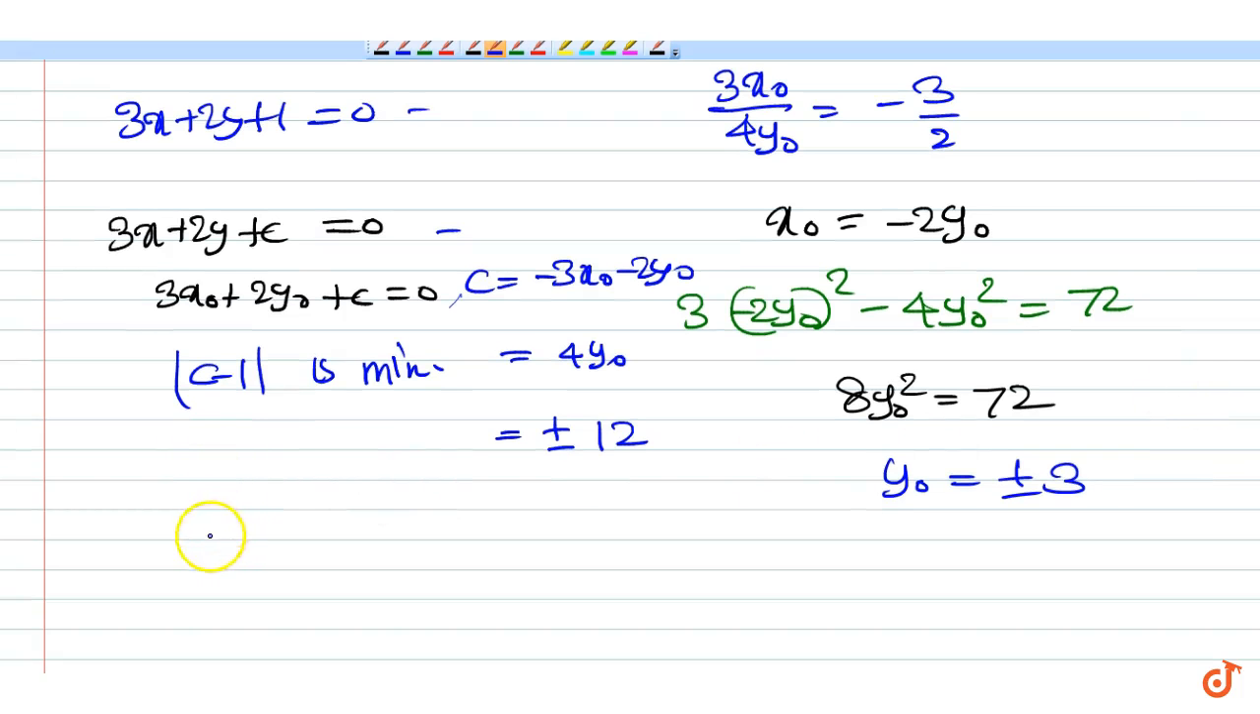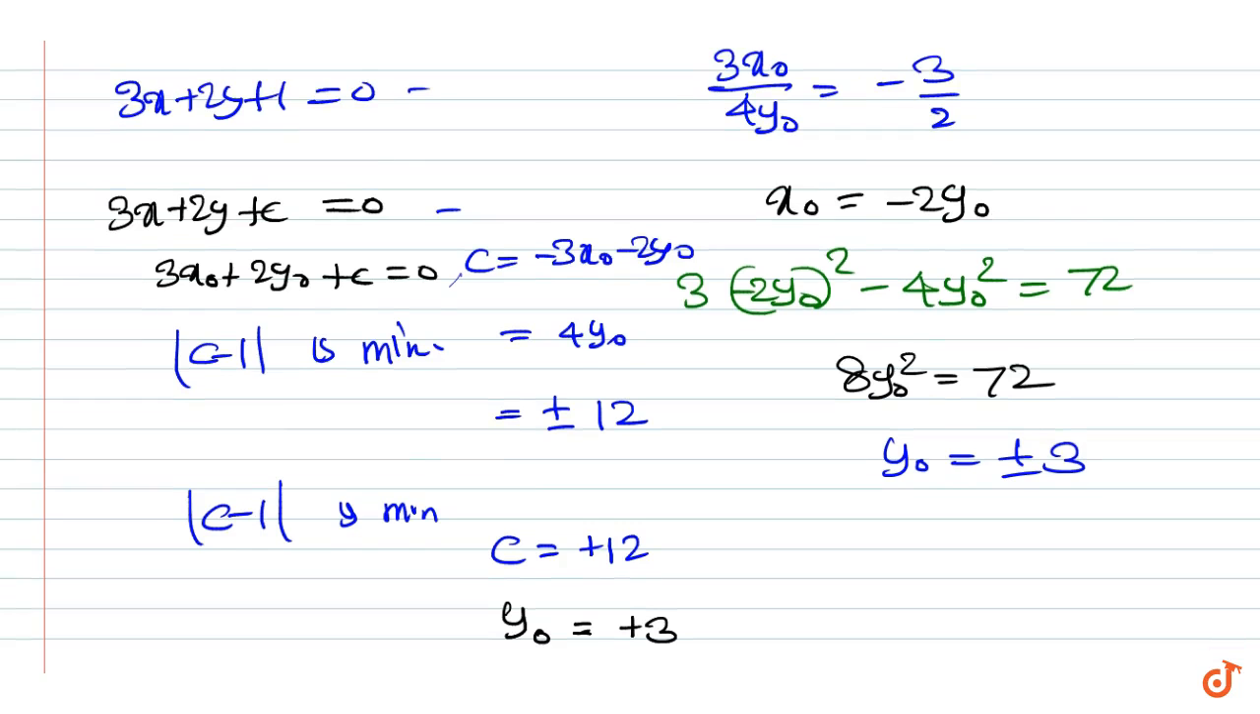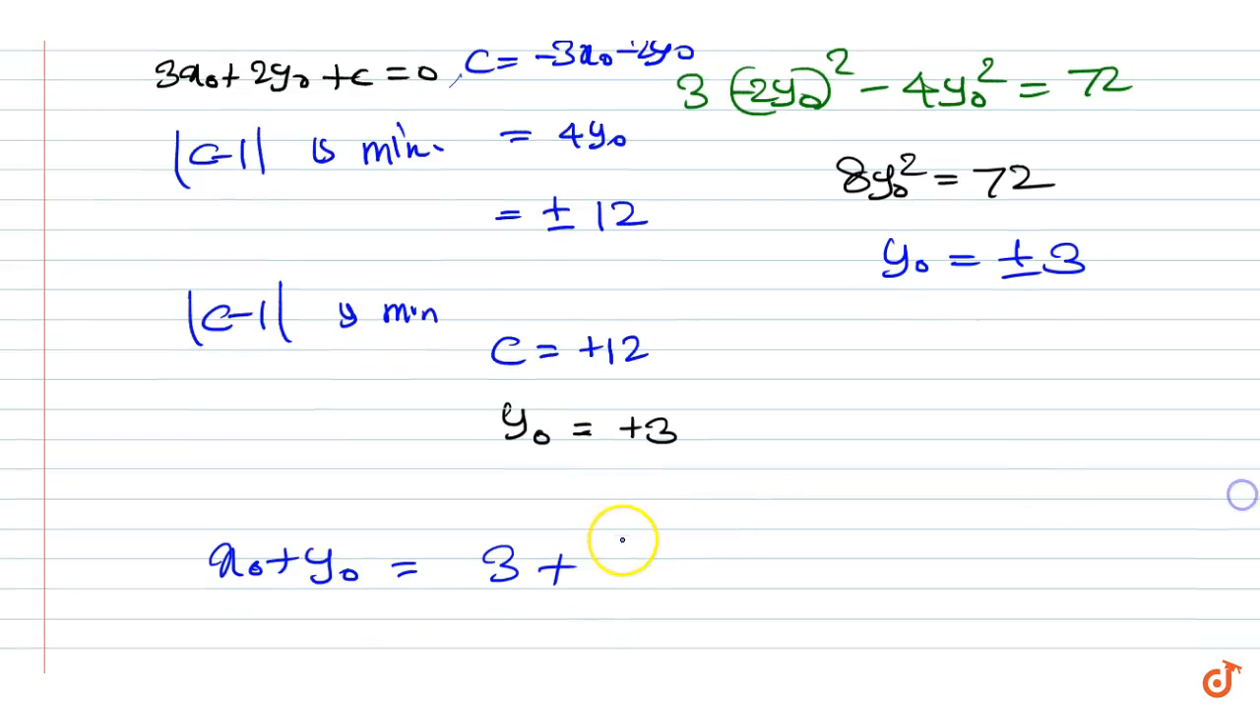Therefore, |c − 1| is minimum when c = +12. That is when y0 = +3. Therefore, we have x0 + y0 = x0 is −2y0, so x0 = −2 into 3, and x0 + y0 = −6 + 3 = −3. So our answer is −3.